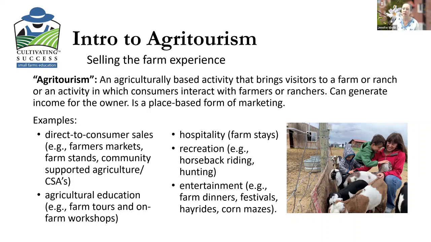So there are several examples of agritourism. They could be direct-to-consumer sales, like selling at a farmer's market. So the farmer's market itself could be an agritourism type of activity. Farm stands on your farm. It could be community-supported agriculture if people come to your farm and pick up your farm share. It could be set up as like an agricultural education enterprise. So having farm tours on your farm and workshops. It could also entail farm stays, having people stay overnight at your property, also including recreational opportunities and any type of entertainment or special events. So corn mazes are a popular activity, having hay rides or on farm, like farm to table dinners.